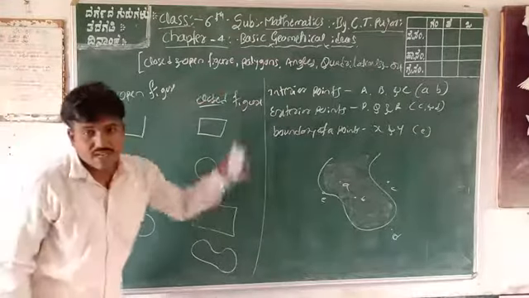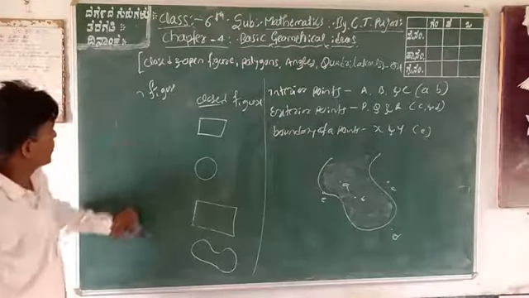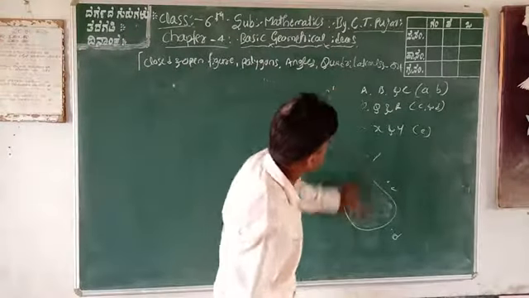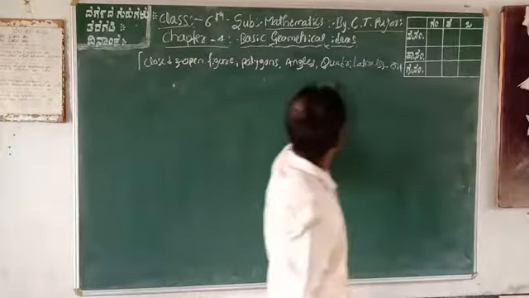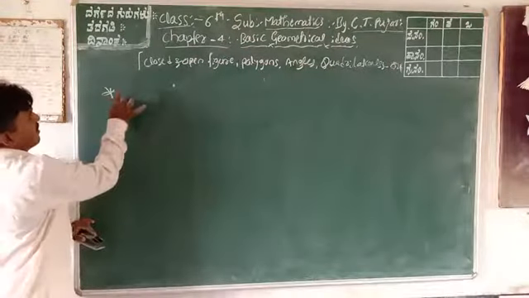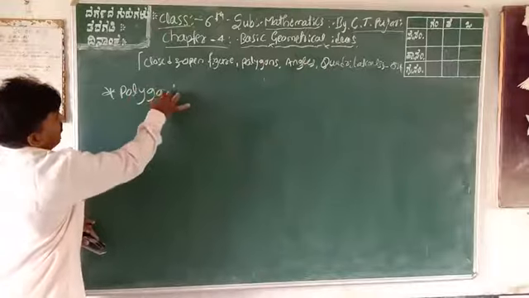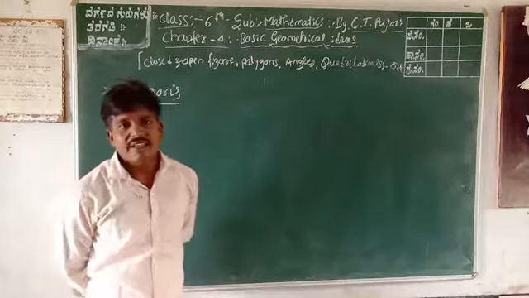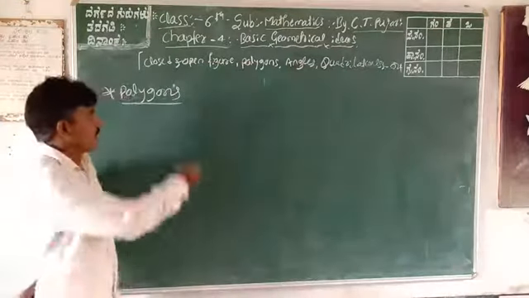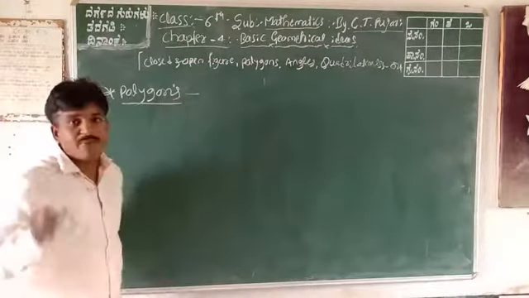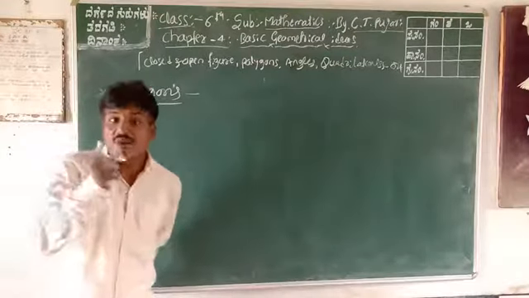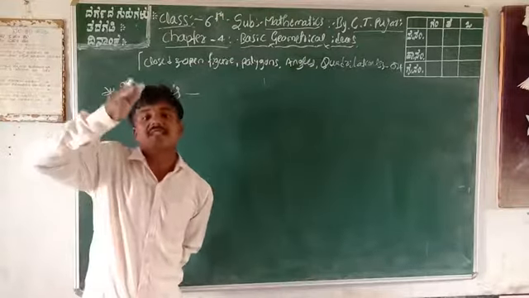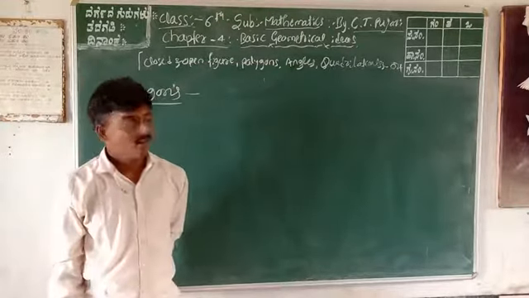Next is polygons. What are polygons? Dear students, listen here. The definition of a polygon is: a figure bounded by some sides, or otherwise a figure bounded by more than two sides is called a polygon.